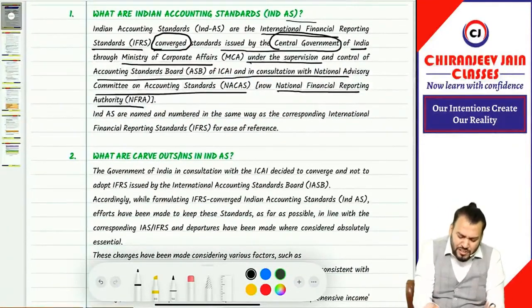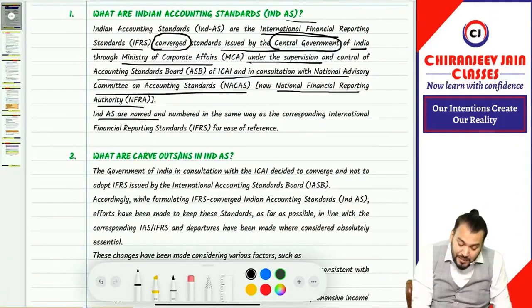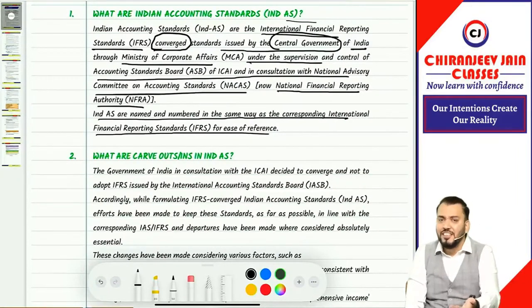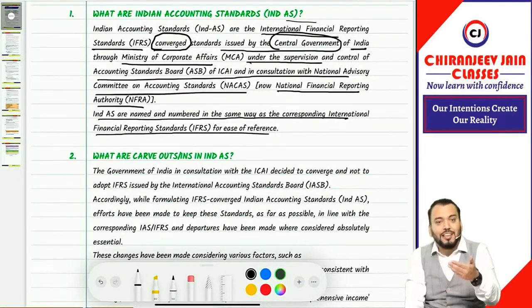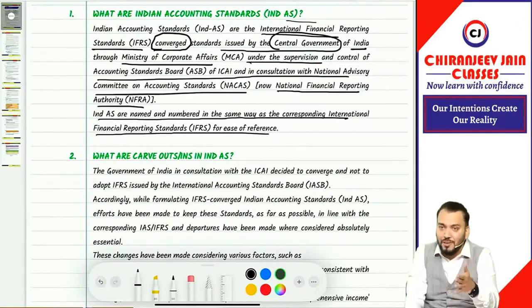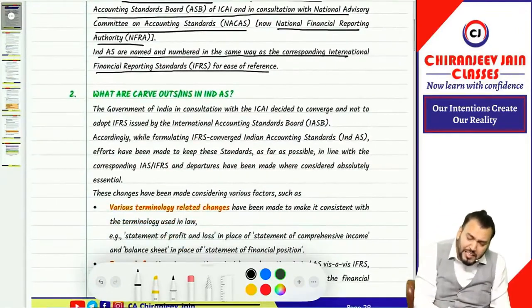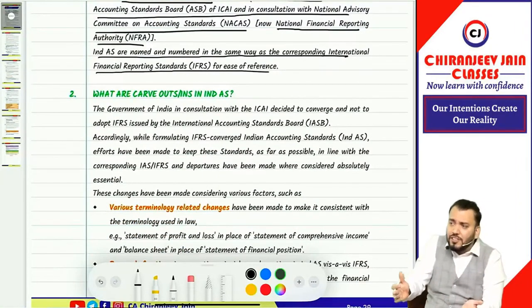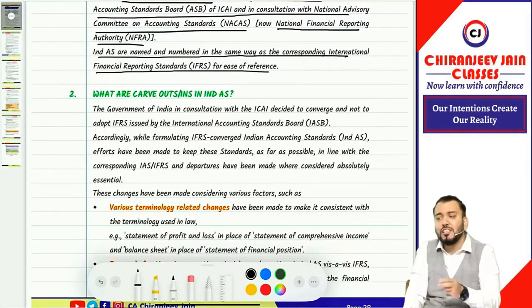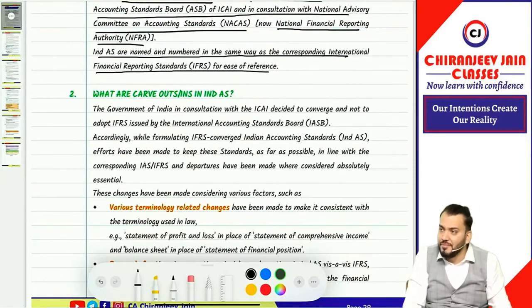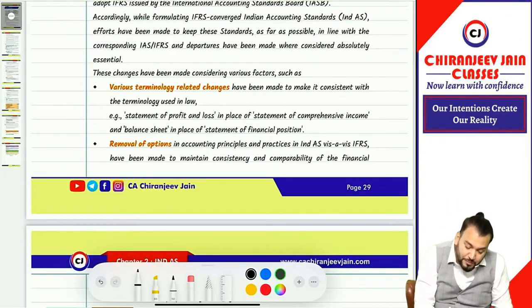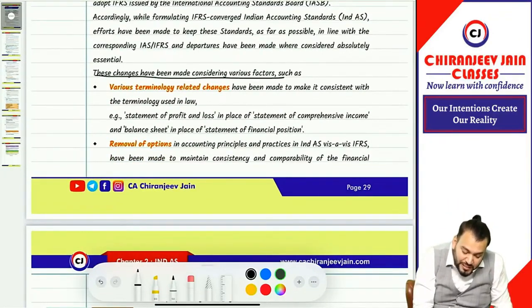So now this you have already understood. Ind AS are named and numbered in the same way as the corresponding International Financial Reporting Standards for ease of reference. That I have already discussed. Ind AS 1 to Ind AS 41, Ind AS 101, 102, Ind AS 116. Correct? Now, is there any difference between International Financial Reporting Standards and Indian Accounting Standards? Yes, there is a difference, the converged form. There are 3 types of difference, three types of changes.